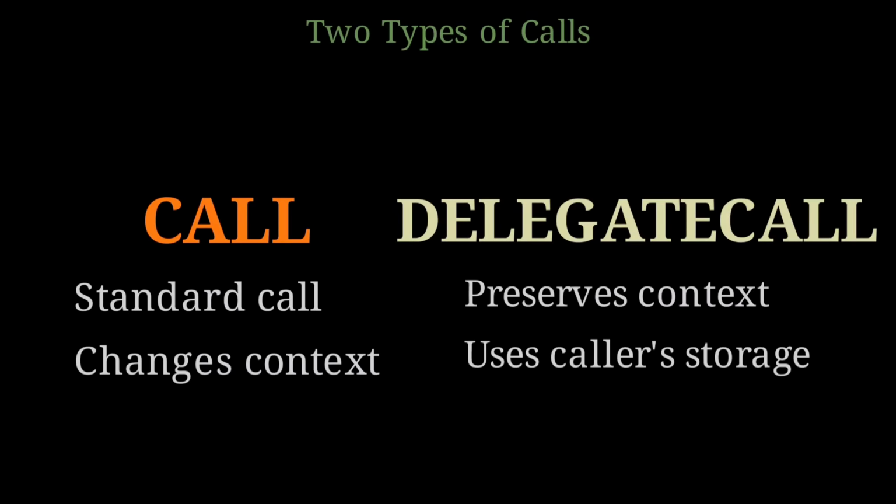What does that mean exactly? It means contract B's code runs, but it operates on contract A's storage. Think of it like borrowing someone's instructions but applying them to your own stuff. Contract A is saying, use your code, but work on my data.